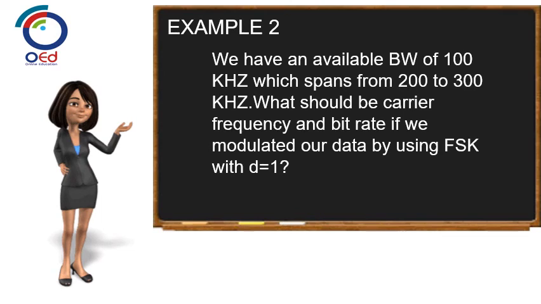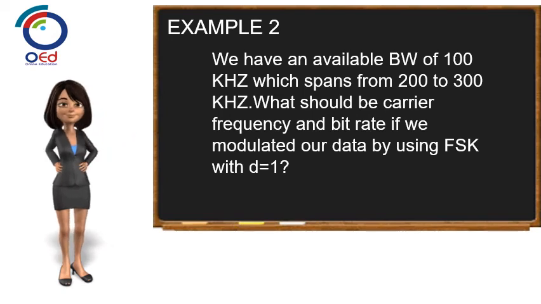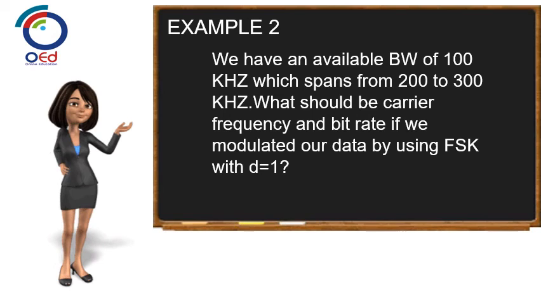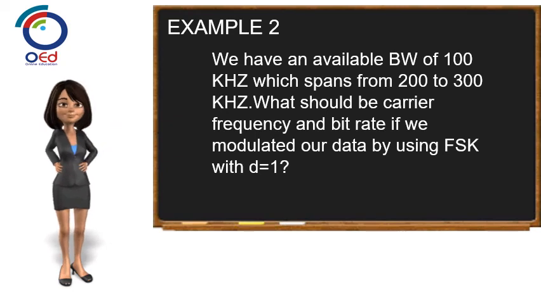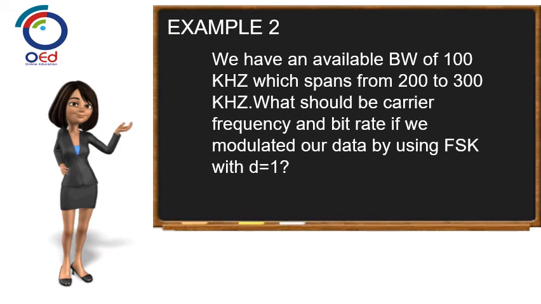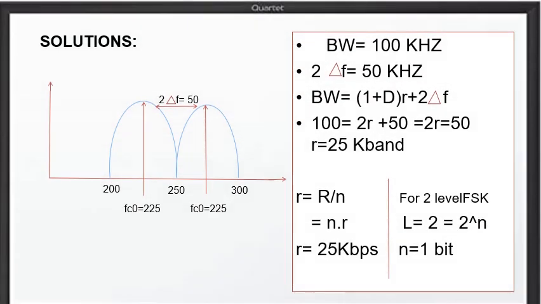Example 2. We have an available BW of 100 kHz, which spans from 200 to 300 kHz. What should be the carrier frequency and bit rate if we modulate our data by using FSK with D equals 1?